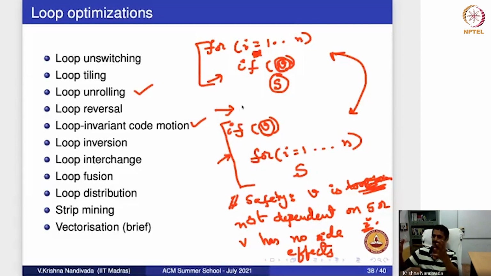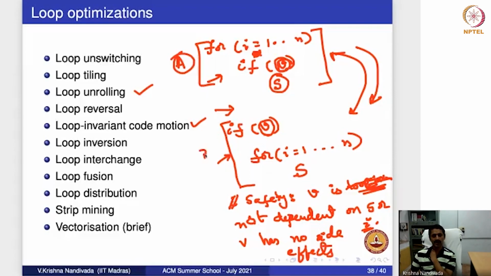If it is an expression, I will first do loop invariant code motion, move that expression out, and then see if I get this form. If I get this form, I'll translate it to this form. My question is back. Is it equivalent? Code A and code B, is it equivalent? I'm claiming code B is missing something.